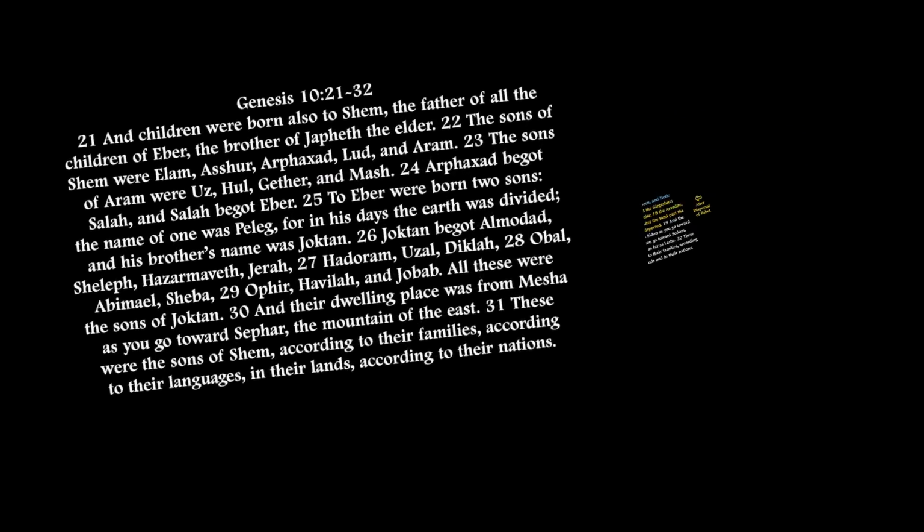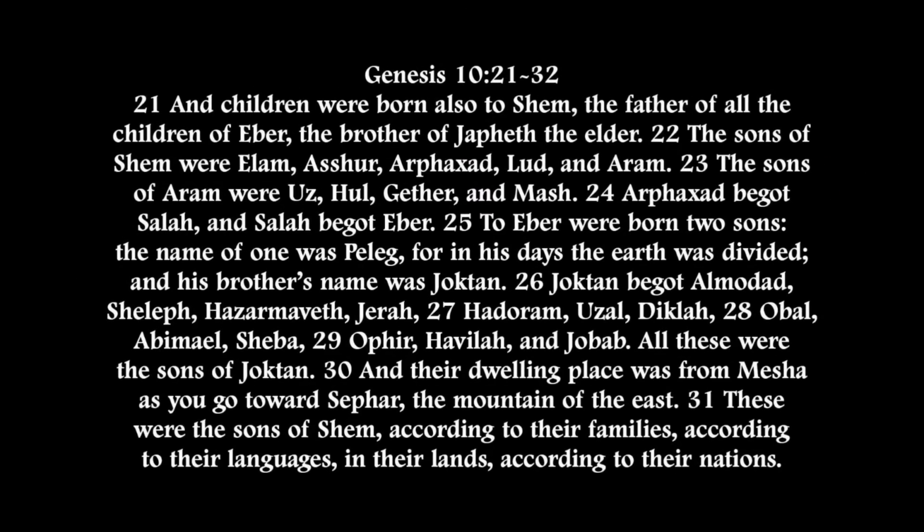So now we can get to the last section and the favored son of Noah, Shem. Let's talk about that first sentence. And children were born also to Shem, the father of all the children of Eber, the brother of Japheth the elder. This kind of singles out one name in his descendants, and that name is Eber. Now, most people say that this is how the name Hebrew came from, Eber to Hebrews. That sounds accurate to me, but does it signify something larger?